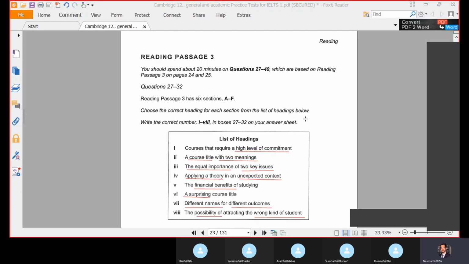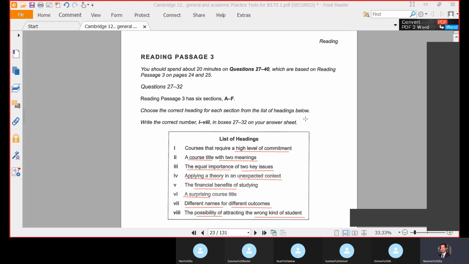All right, now let's check it out. First, courses that require a high level of commitment. Have they talked about this thing? No. A course title with two meanings. They haven't discussed the two meanings. They mentioned two institutions, but two will not be the answer. Next, equal importance of two key issues. No. Applying a theory in an unexpected context. They are not applying something. They are not talking about a theory. Financial benefits. No.